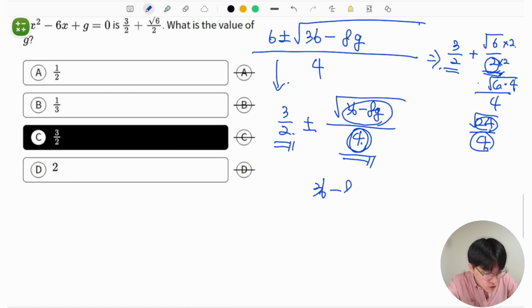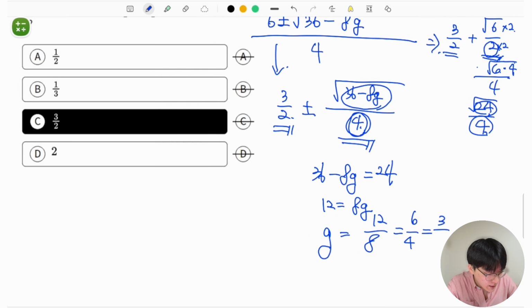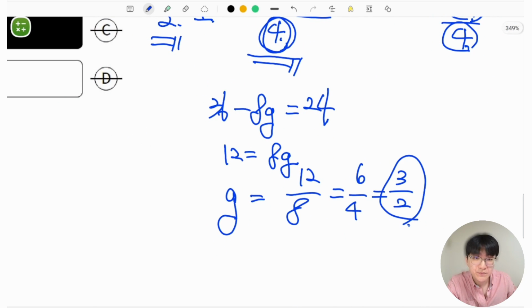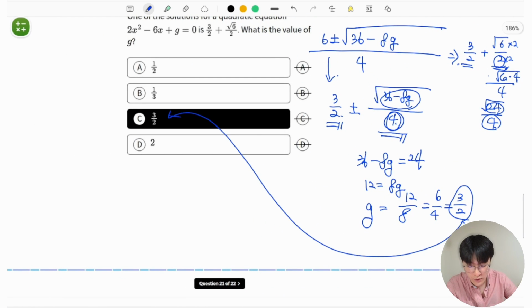36 minus 8g is equal to 24. And therefore, if we move things around, then 12 is equal to 8g. And therefore, g is equal to 12 over 8, also known as 6 over 4, further simplified as 3 over 2. Okay? So g has to equal 3 over 2.